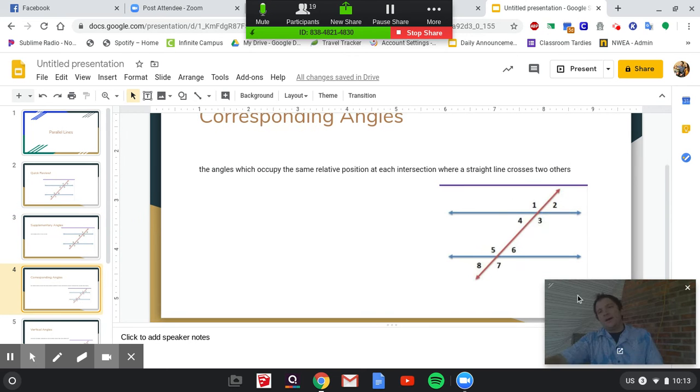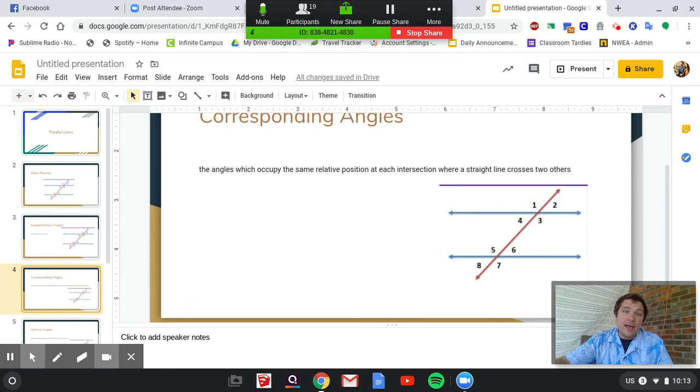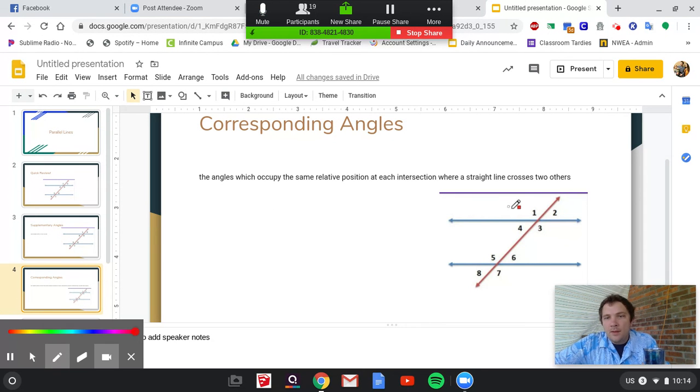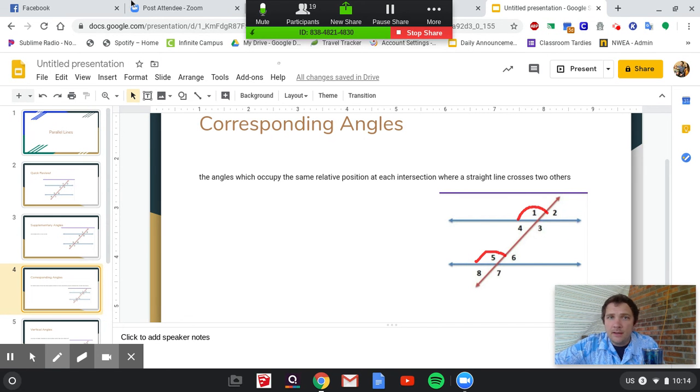Now, this is where it gets fun, okay? We're going to be talking about corresponding angles, congruent angles, alternate interior, alternate exterior. And all they are is just a bunch of vocabulary rules to help you find what each angle can be, okay? So let's start with this one. Corresponding angles are the angles which occupy the same position at each intersection where a straight line crosses the two others. So, angle 1 right here corresponds with angle 5 down here, okay? See how they're in the same location on both of the lines. Now, I'm going to mark in blue my other corresponding angles. So I've got angle 2, which is going to correspond with angle 6.